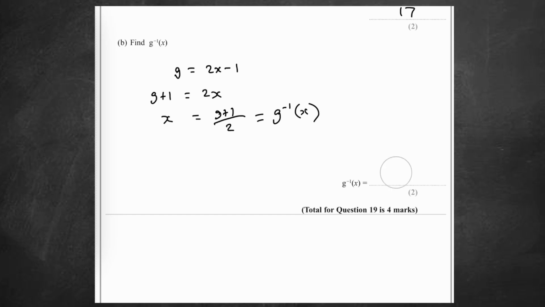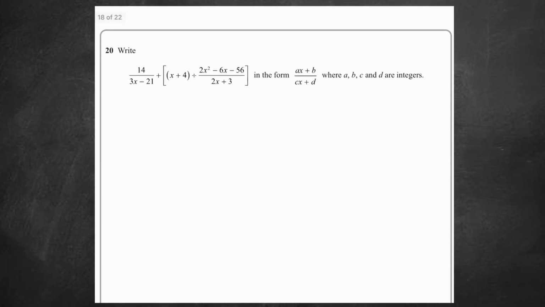In fact, I need to write this as x plus 1 over 2. Question number 20. Right, 14 over 3x minus 21 plus everything in those square brackets, in the form ax plus b over cx plus d, where a, b, c, and d are integers. Lovely. So we need to basically get this so we can get it all under one common denominator.